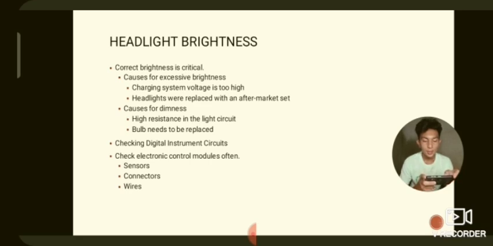Headlights and brightness. Correct brightness is critical. Causes of excessive brightness: charging system voltage is too high, headlights were replaced with an aftermarket set. Cause for dimness: high resistance in the light circuit, bulb needs to be replaced. Check digital instrument circuits. Check the electronic control modules, sensors, connectors, and wires.